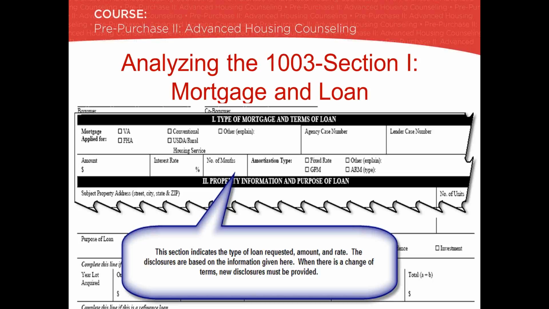So in this section, you're going to see information on the type of loan that's been requested, the amount of the loan, as well as the rate. The disclosures that follow, and everything else that follows, are going to be based on the information provided in this section. Anytime there's a change in these terms, a brand new set of disclosures has to be provided.